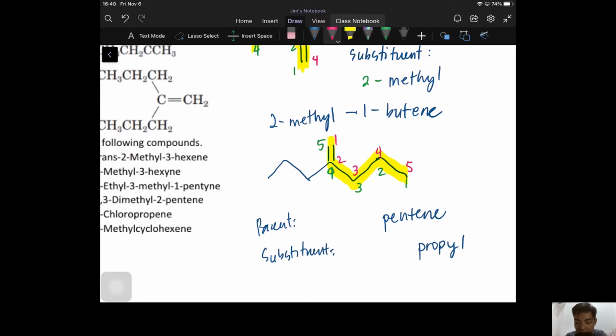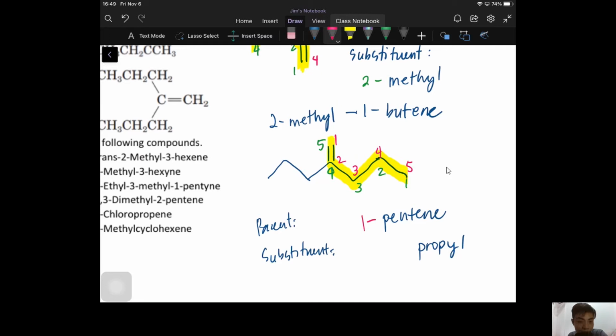Red ang gagamitin. Bakit? Kasi if we follow the red, ang ating double bond will start at 1. Pag green yung gagamitin, our double bond will start at carbon number 4. We don't want big number for your alkene. Always the lowest number, huh? So, our parent chain will be named as 1-pentene.